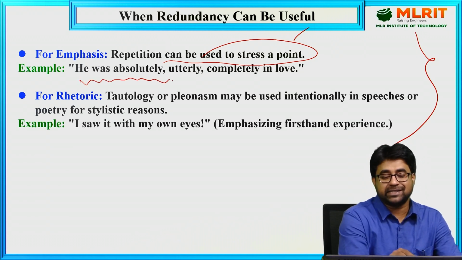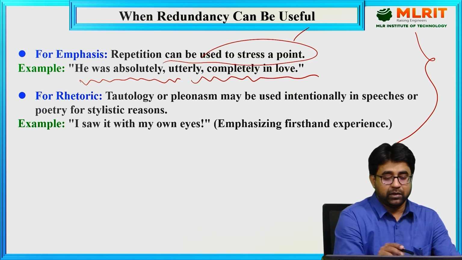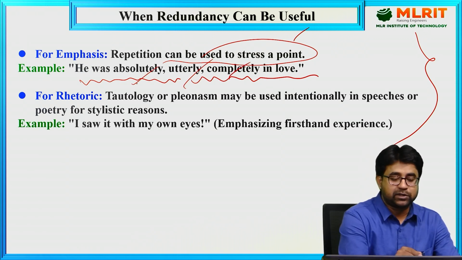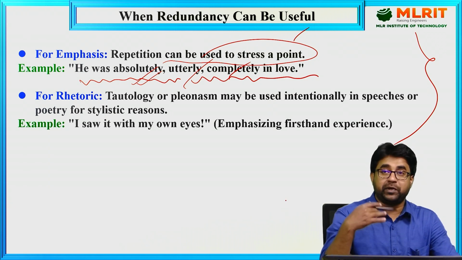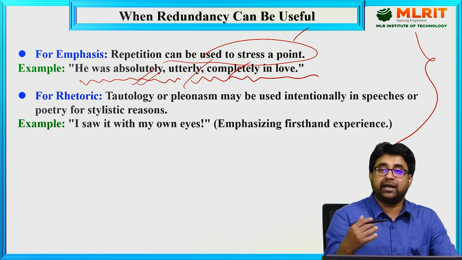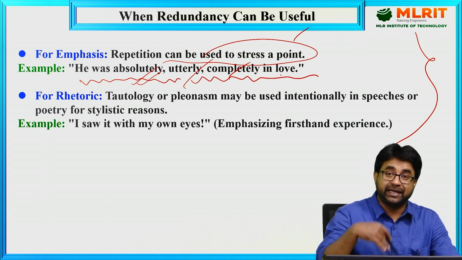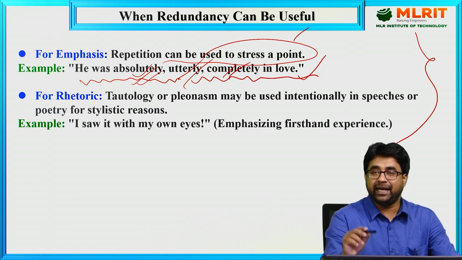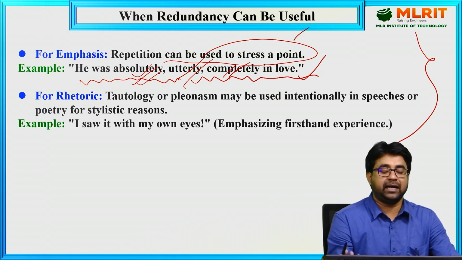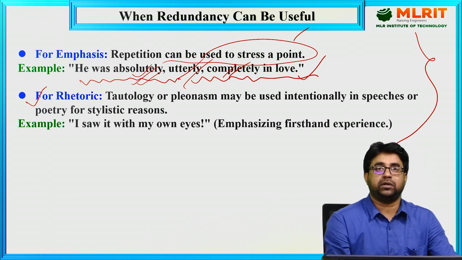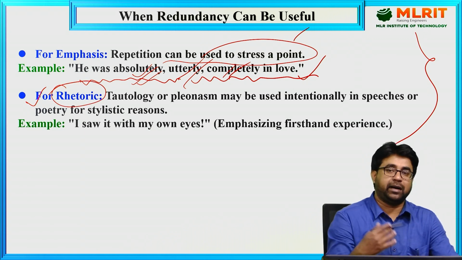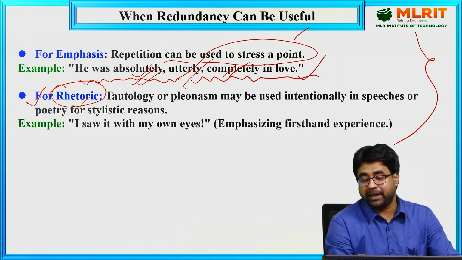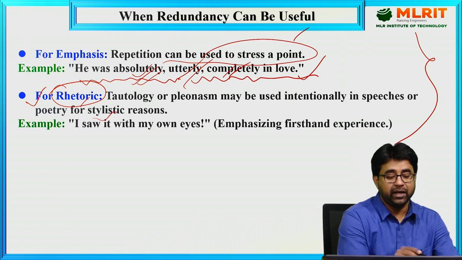For example, he was absolutely, utterly, completely in love. Instead of saying these three things, we can simply say he was in love. These are actually redundant. But if you want to convey in a very strong manner that he is in very deep love, then we can use all three, though they are redundant. So whenever we require some emphasis, redundancy can be used. For rhetorical purposes also, this is a literary device. To make our writing more literary, we use rhetoric. So tautology or pleonasm may be used intentionally in speeches or poetry for stylistic reasons.